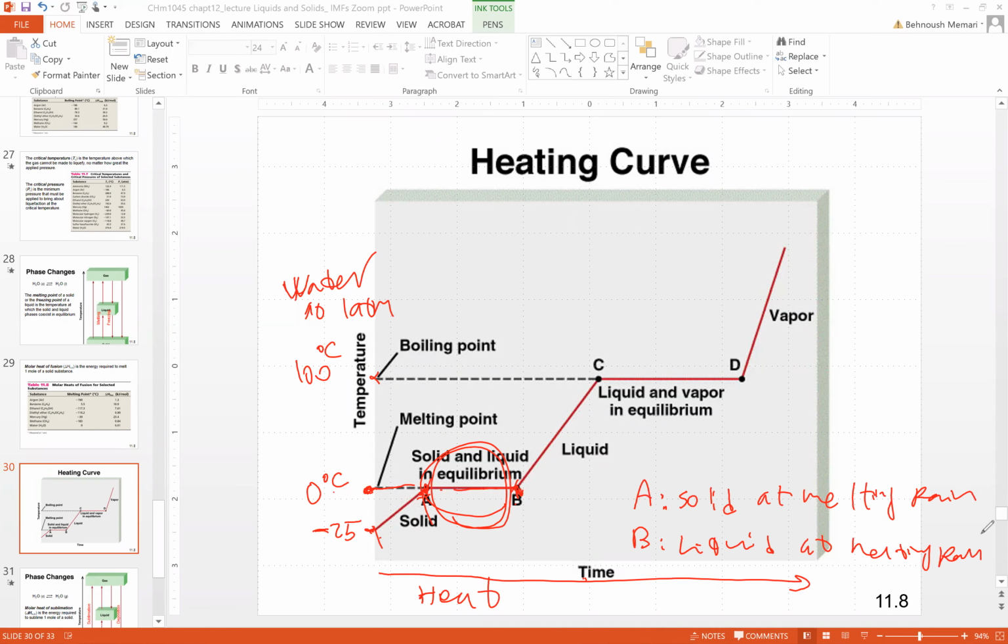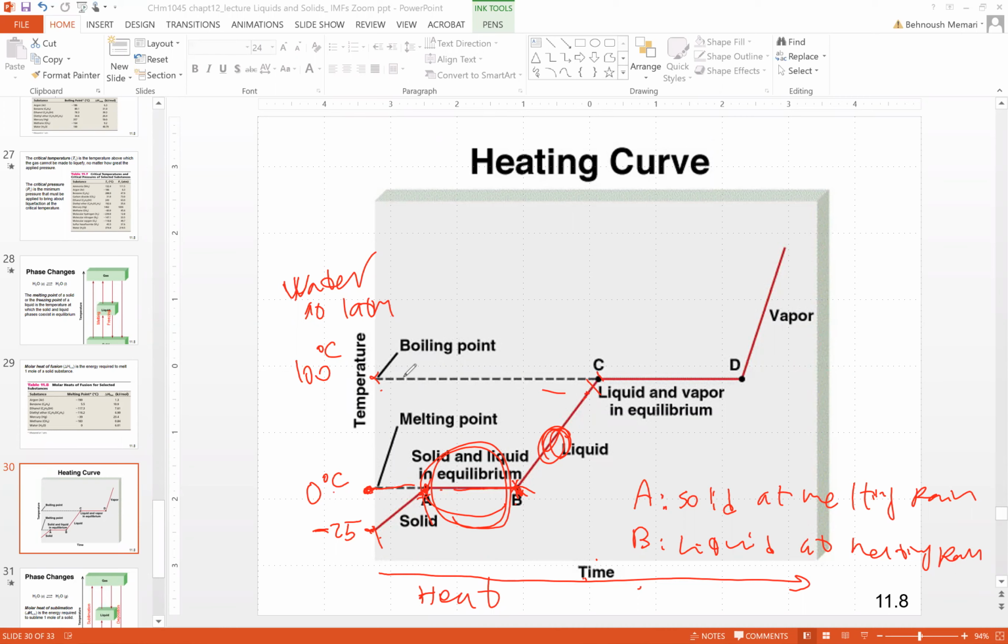What happens between B and C? You are still applying heat. The liquid is going to increase temperature. So anywhere here, you're going to have liquid, but as you get closer, the liquid is going to have higher temperature, okay? Because this is the temperature line. As you get closer, the temperature is going to increase.